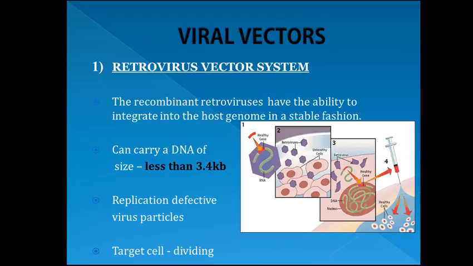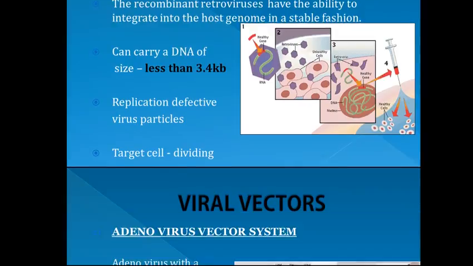Viral vectors. Retrovirus vector system. The recombinant retroviruses have the ability to integrate into the host genome in a stable fashion. They can carry a DNA of size less than 3.4 kilobases. They are replication defective virus particles, and the target cells must be dividing.